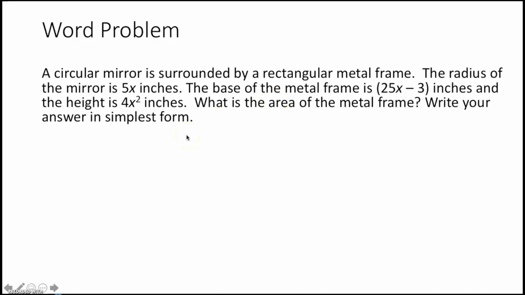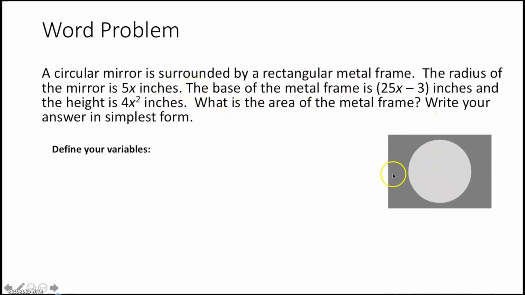Here's how we do this. We first, in a word problem, tell ourselves we're not scared, we can do this. So step 2, we're going to define our variables. In this problem, what do we got? Well, we know that the radius of the mirror is 5x inches. So if we have our figure here with our circular mirror that's surrounded by a rectangular metal frame, we know that the radius is 5x inches.